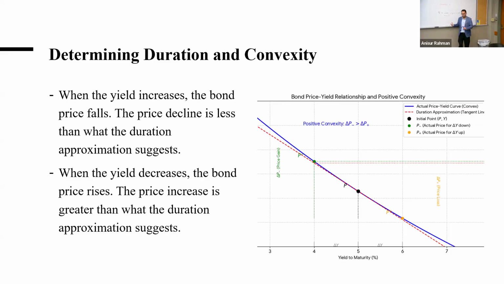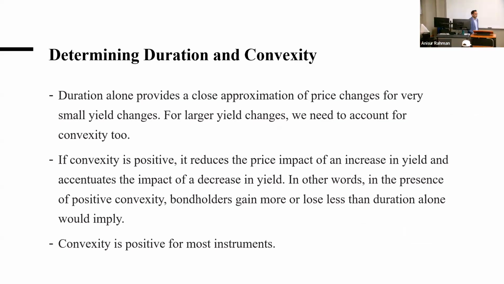So this chapter is all about duration and convexity. Duration alone provides a close approximation for price changes for very small yield changes. For very small yield changes. For larger yield changes, we need to account for convexity. If convexity is positive, it reduces the price impact of an increase in yield and accentuates the impact of a decrease. I already mentioned that.